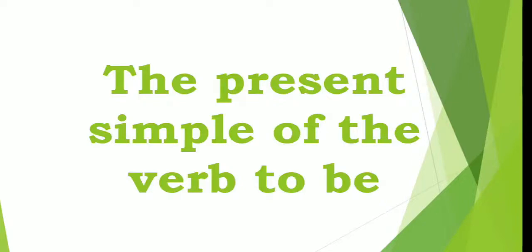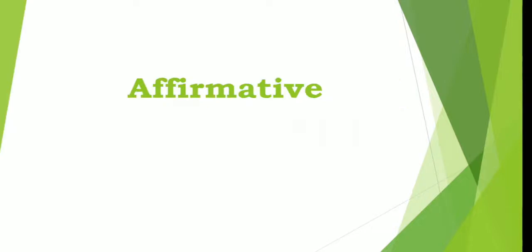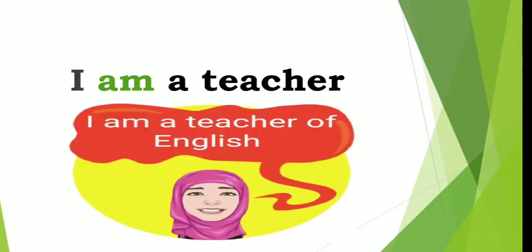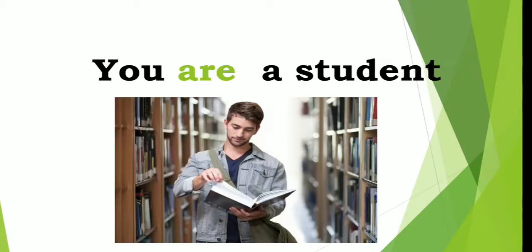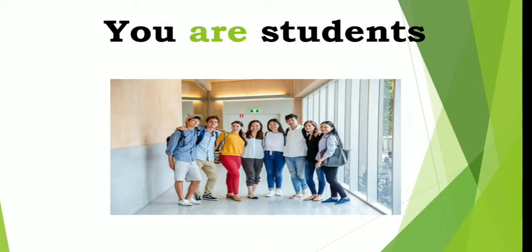Today we are going to look at the present simple of the verb to be. Affirmative. I am a teacher. I am a teacher of English. You are a student. You are students.